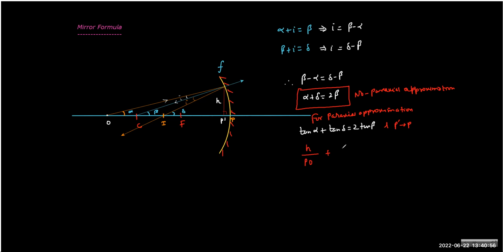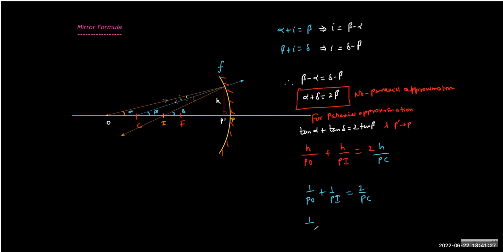Tan delta is how much? PI. And tan beta is how much? Tell me guys. So beta is P... Yes, sir, PC. So we get the relation 1 upon PO plus 1 upon PI is 2 upon PC. Now what we do is we substitute the symbols, but even to substitute the symbol, we use the sign convention.